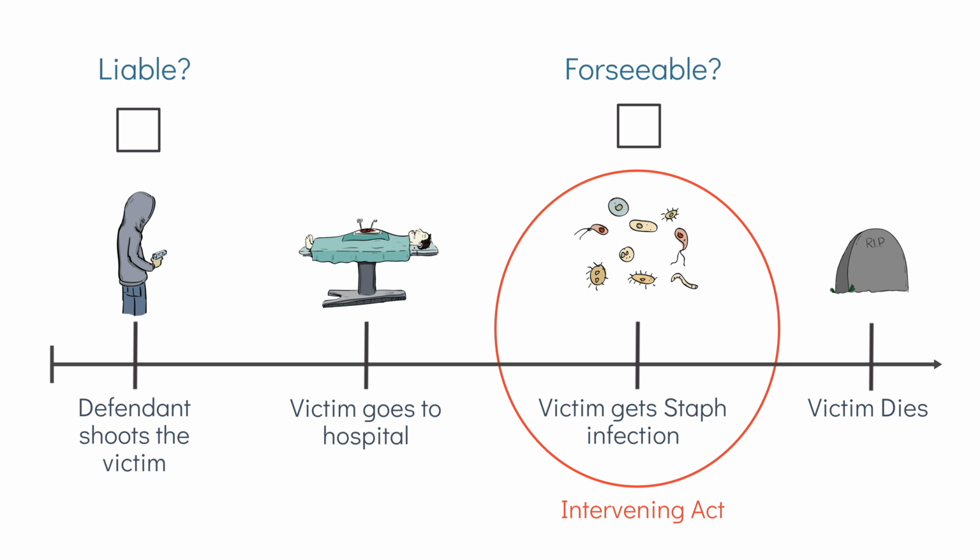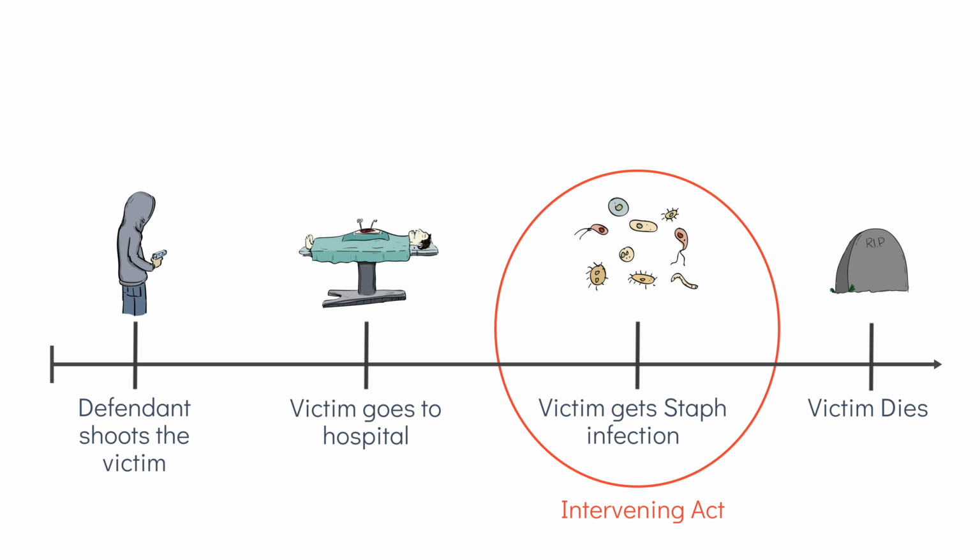If we think the intervening act of the staph infection is foreseeable, he's still liable. If we think the intervening act is unforeseeable or any of the other doctrines are at play, it cuts off the liability. In this case, we would say that the intervening act of acquiring an infection in the hospital is reasonably foreseeable. Defendant should have been able to foresee that that could happen. Defendant assumes that risk when he shoots the victim. The burden is on him. He set that in motion when he caused the victim to be in the hospital from the shooting.